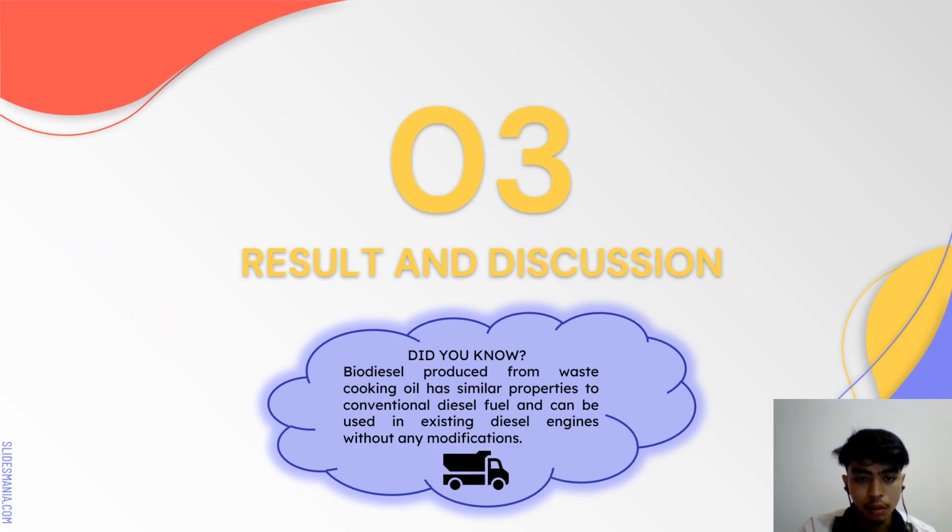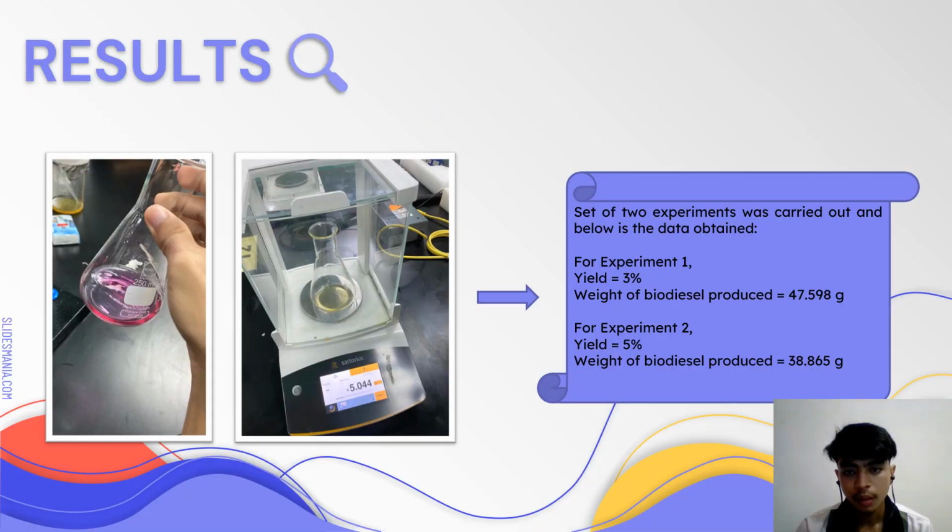So for our results and discussion, in this project we carried out two sets of experiments. The result that we obtained for experiment 1 is 3% catalyst, and the weight of biodiesel produced is 47.598 grams. For experiment 2, we used 5% catalyst and got 38.865 grams for the weight of biodiesel produced.